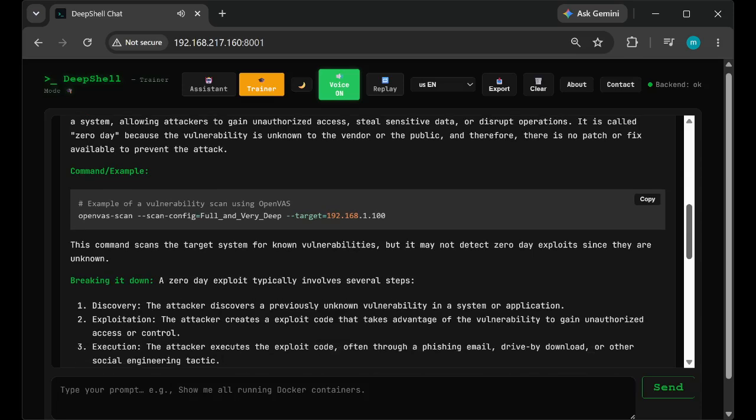Command example. This command scans the target system for known vulnerabilities, but it may not detect zero-day exploits since they are unknown.